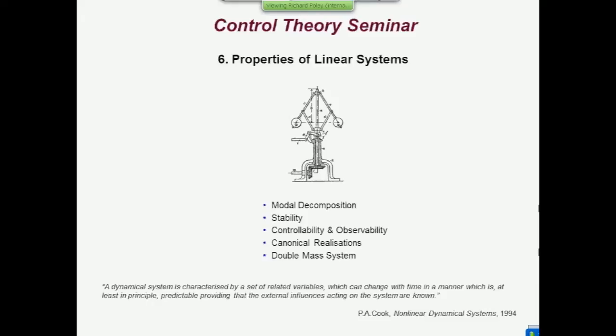And then we'll look at canonical realizations again. I've shown you one, phase variable canonical form. It turns out that there are two others called the controllable canonical form and the observable canonical form, which is why this section comes right after the one about controllability and observability.